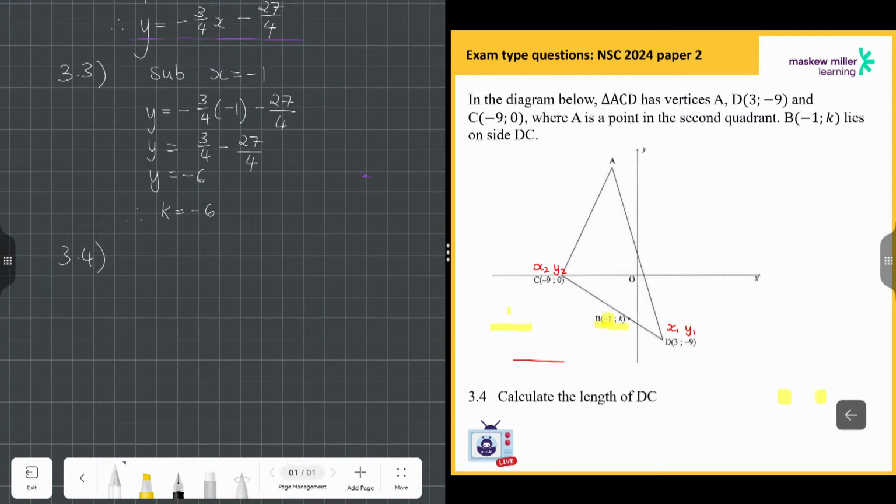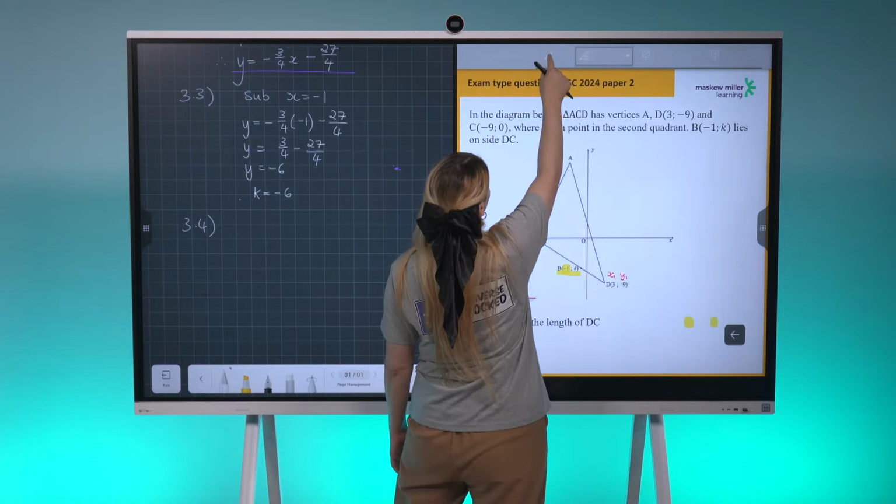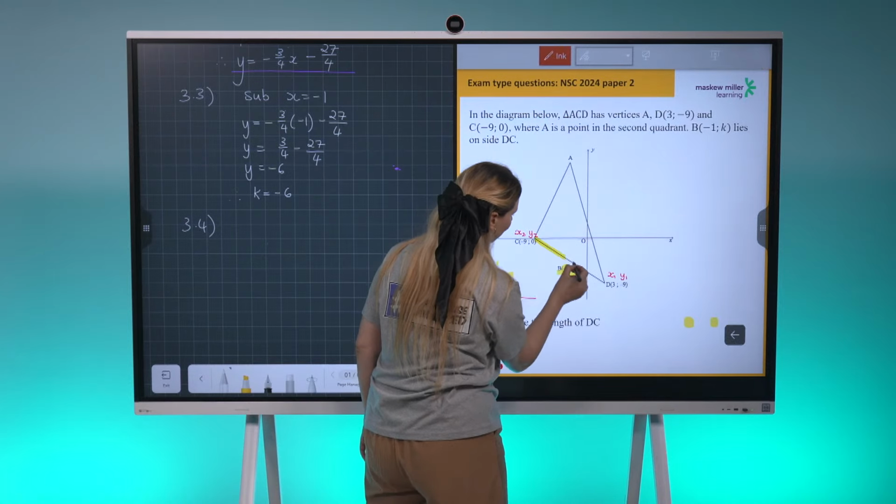All right. Next question, 3.4. Calculate the length of DC. So now we have points C and D, DC, this line over here. And they want us to find the length of this line over here.